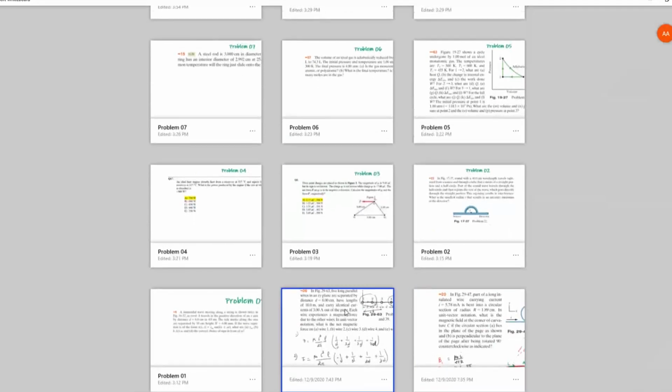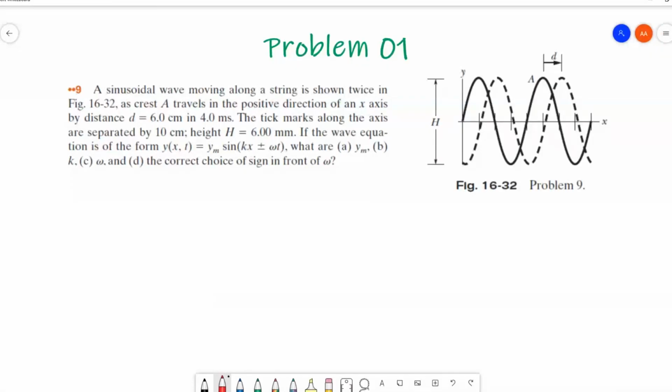Okay, let's start. For the first one, I chose the problems randomly. Let's go to number one. Number one is here. We have a sinusoidal wave moving along a string, which is shown here. It's shown twice, this one and this one at another time. A crest A travels in the positive direction of an x-axis by distance d equal to 6 centimeter. The first thing you need to keep in mind is that it's in centimeter, not the international unit. So it travels 6 centimeter in 4 milliseconds.